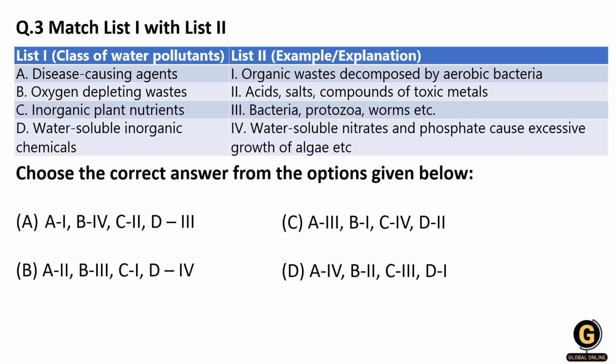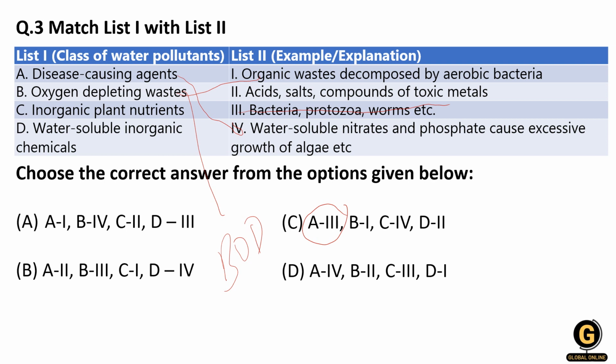So first, let's see disease causing agents. We all know that bacteria, protozoa and worms will cause diseases, right? So A matches 3. And then we have oxygen depleting substances. That means this is a phenomenon of BOD, biological oxygen demand. If you have more organic matter, it will be decomposed by microorganisms, and they will use oxygen, thereby decreasing the oxygen.